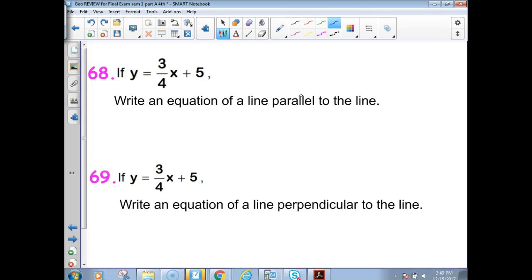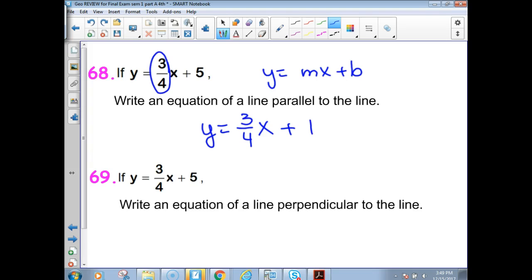Number 68 says write an equation of the line parallel to this line. Parallel lines have the same slope. The slope is located as the coefficient of the x term, so this slope is 3/4. So if you want to write an equation of a line that's parallel to that one, it would have to have a slope of 3/4. You could write y equals 3/4 x, and then you could put plus anything you want. Example: 1 could be -10. Could be all kinds of things, anything for b.